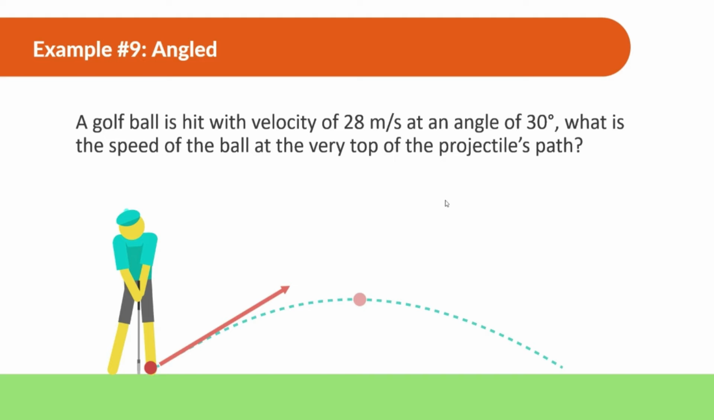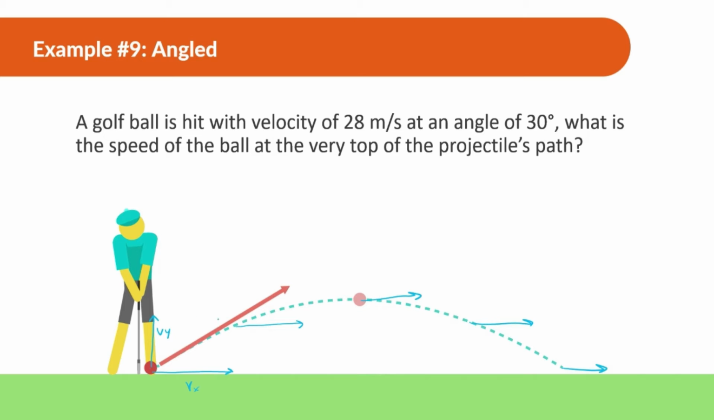Okay, moving on. A golf ball is hit with a velocity of 28 meters per second at an angle of 30 degrees. What is the speed of the ball at the very top of the projectile's path? Okay, so a few things we should know here. When this golf ball is hit, it's going to have a velocity in the x direction and a velocity in the y direction. Another thing that we should know is as this golf ball is traveling, the velocity in the x direction is always going to be the same. We're going to figure out what that is.